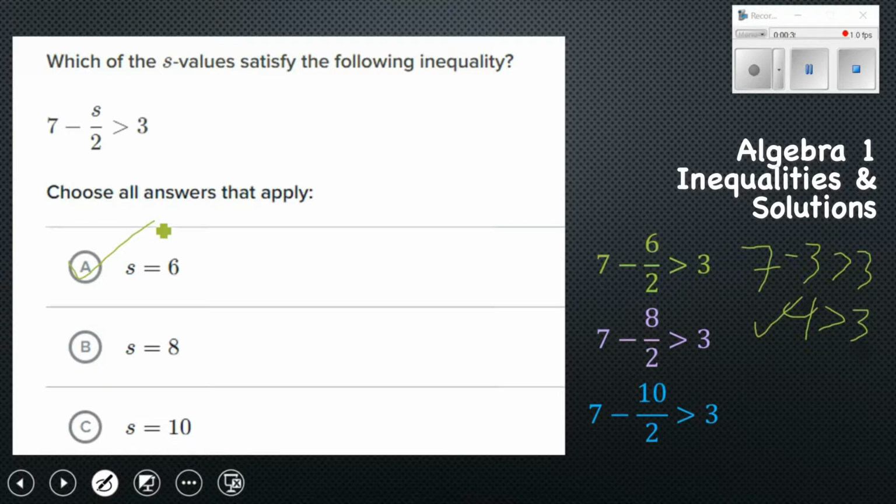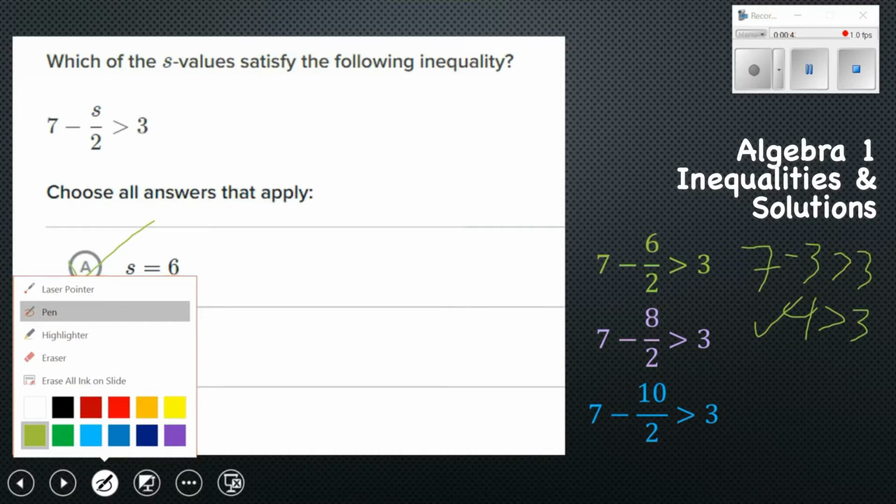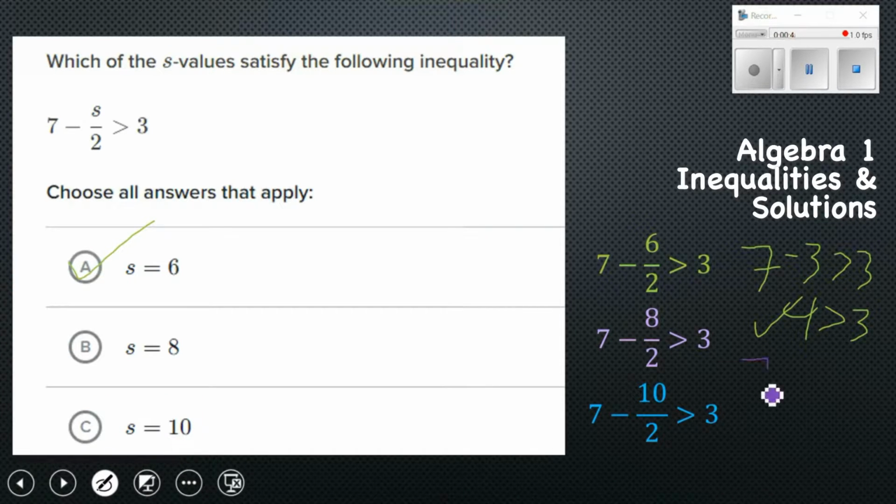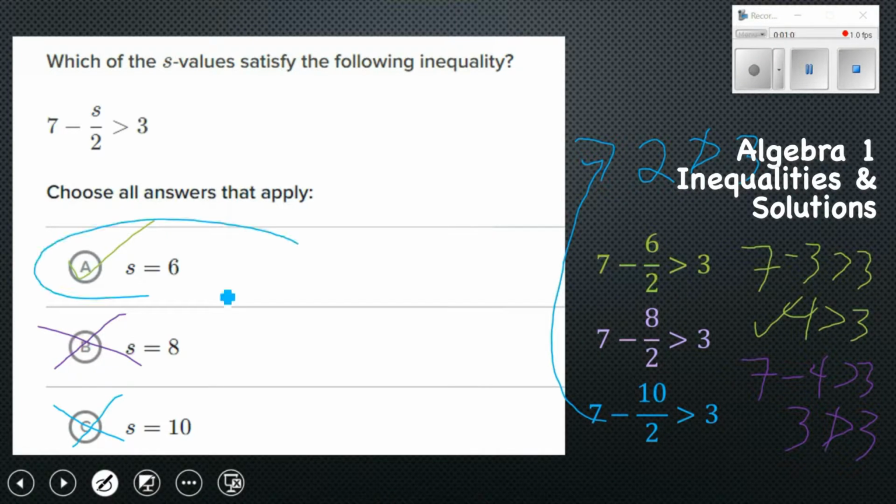Next example we're going to look at is S equals 8. So we have 7 minus 4. Now 7 minus 4 is 3, and 3 is not greater than 3. So that's not an option. And then our third option here is where we plug 10 in. So I'm going to do this work up here. So we have 7 minus 5, and 7 minus 5 is 2, and 2 is not greater than 3. So we're only going to select the first option there, S equals 6.